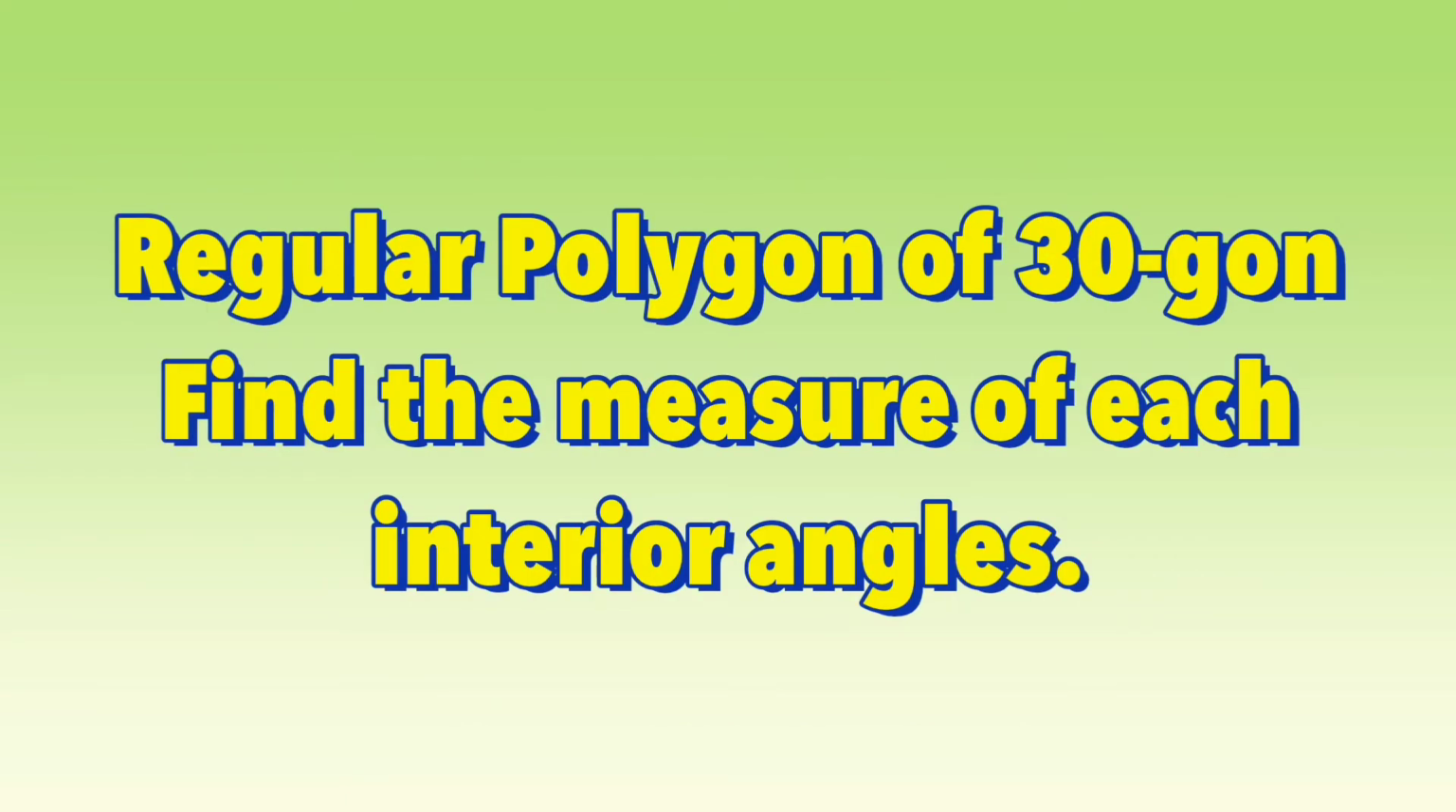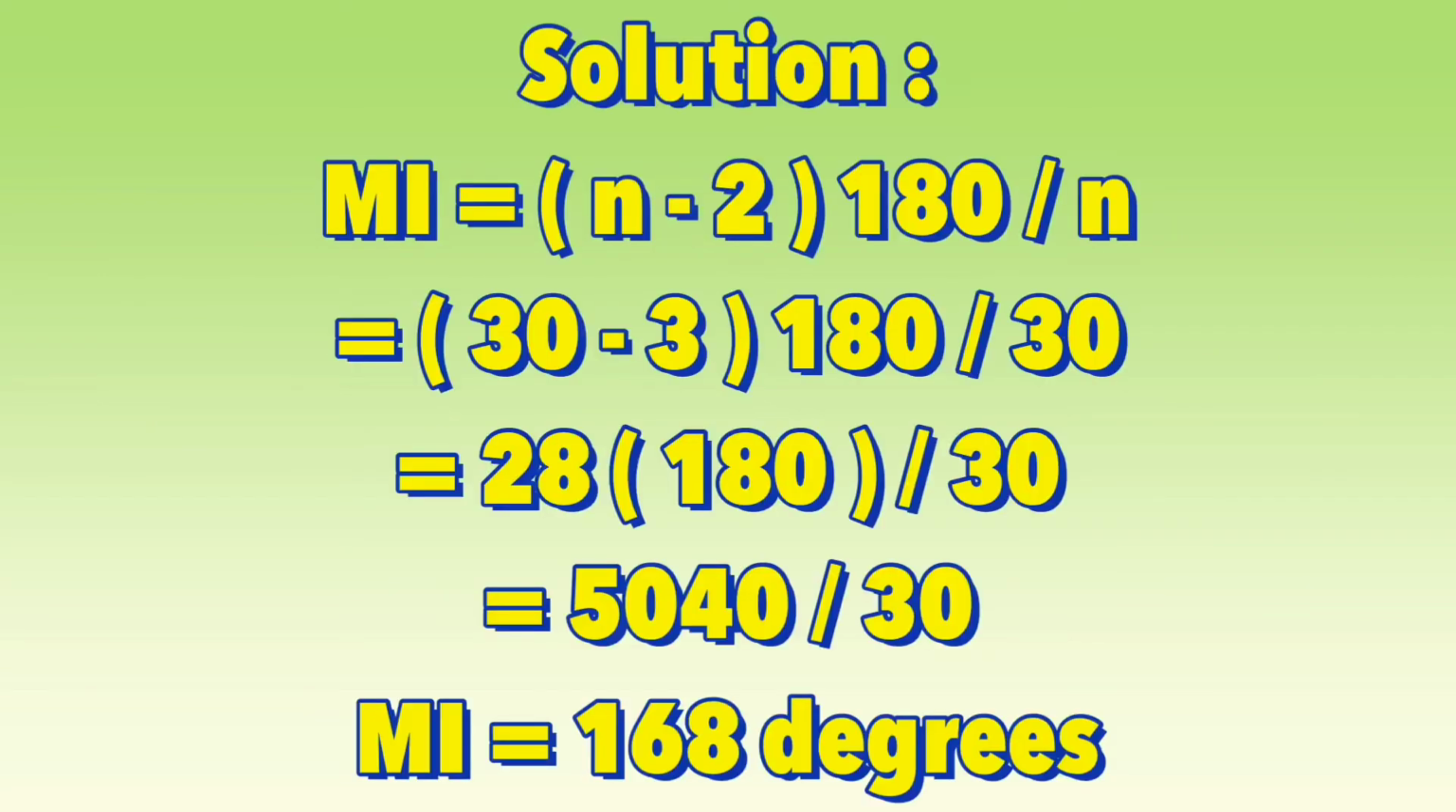Okay, another problem. Regular polygon of 30-gon, find the measure of each interior angle. Our solution, the same. We're going to use the formula measure of interior angle equals n minus 2 times 180 over n. Then 30 minus 2, because n stands for 30-gon, times 180 over 30, so 28 times 180 over 30 becomes 28 times 180 equals 5,040 over 30. Then 5,040 divided by 30 equals 168 degrees. Now that is our measure of the interior angle of a 30-gon.